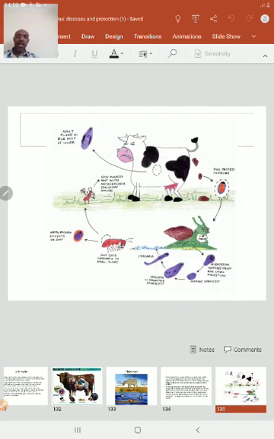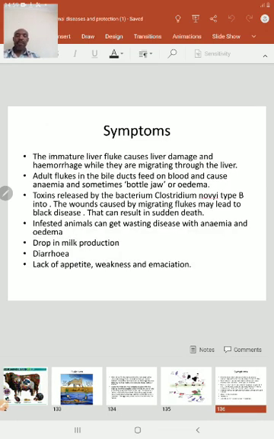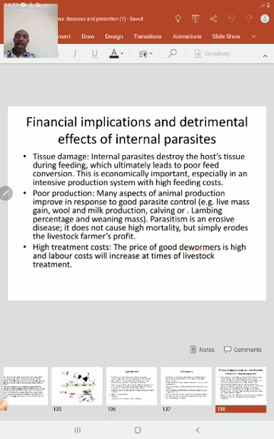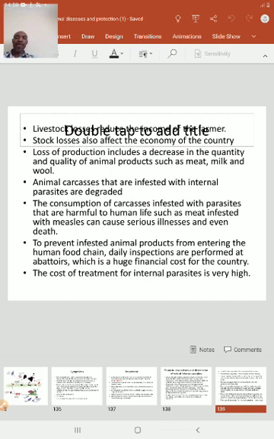The reason it likes the snail, because snails sometimes like the excreta of animals. So these are some of the symptoms. When your animals are affected by these flukes, there will be a drop in milk production, loss of appetite, and even diarrhea. So you can use flukicides and some other chemicals to treat it. Financial implications, of course, poor production, high treatment costs. These implications are always the same: loss of production, loss of income, and can lead to death.